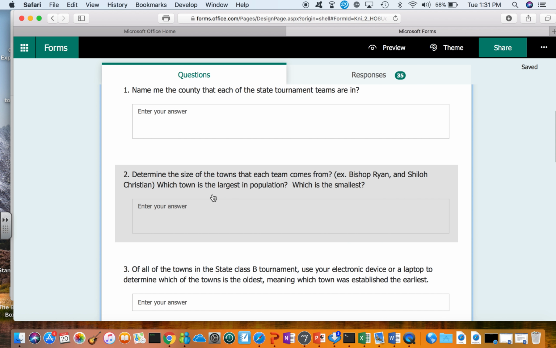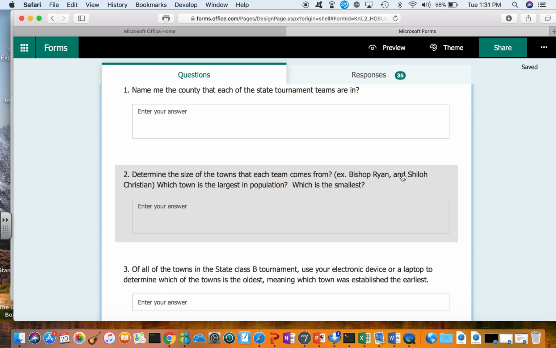The next question says determine the size of the towns that each team comes from. So I have to take all 8 of those teams except Bishop Ryan right here, and Shiloh Christian, and I must find the population of those towns because I need to know which of all those towns is the largest, which is the smallest. So, Bishop Ryan's in Minot, we don't use Minot. Shiloh Christian's in Bismarck, we do not use Shiloh Christian.